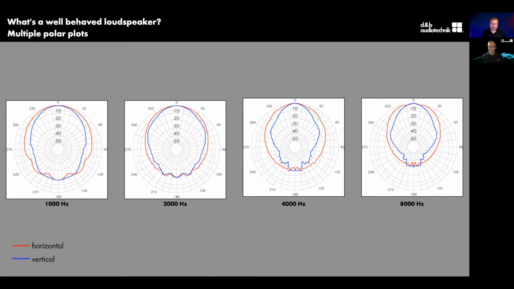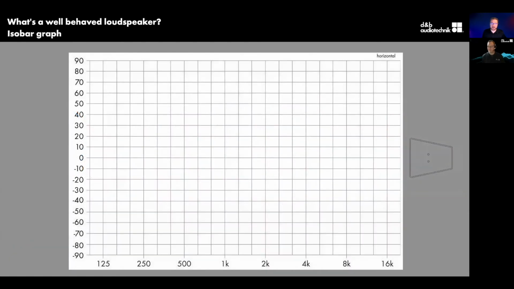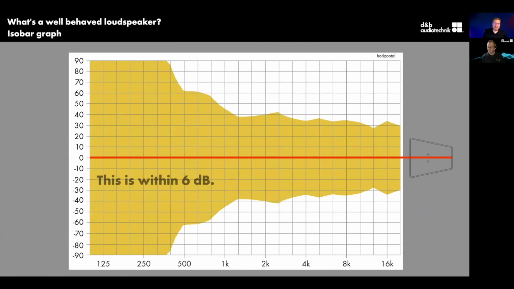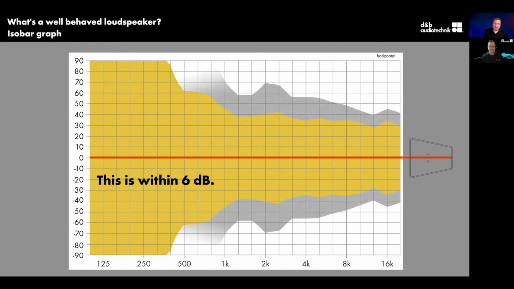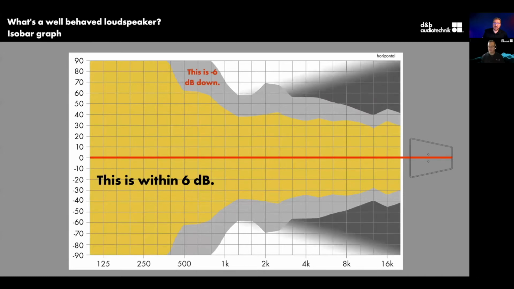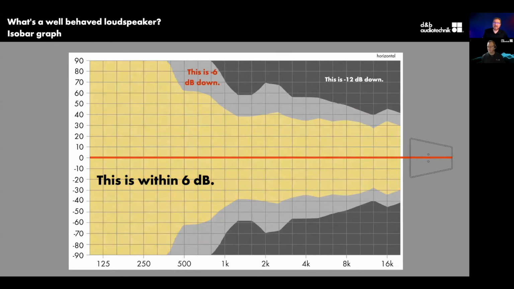Another way to look at the pattern control of a loudspeaker is with an isobar plot. Now, an isobar plot is a measure of equal pressure, and it gives us an idea of the pattern control of a loudspeaker. So we have the loudspeaker on the right-hand side of the screen, and then this red line represents its on-axis behavior. Now, anything within this yellow area is going to be within 6 dB of the on-axis level. Anything in this lighter gray area is going to be 6 dB down, and in the darker area, it's starting to get to be 12 dB down.